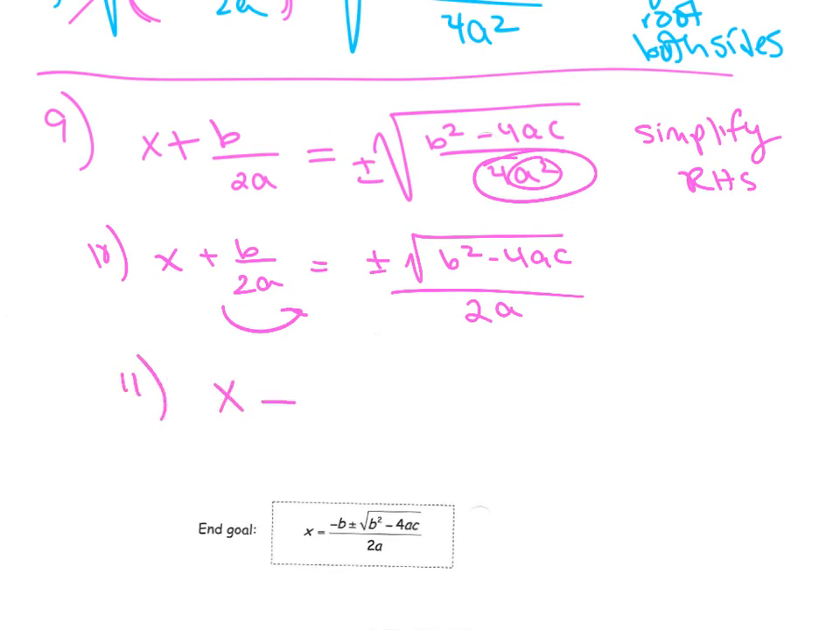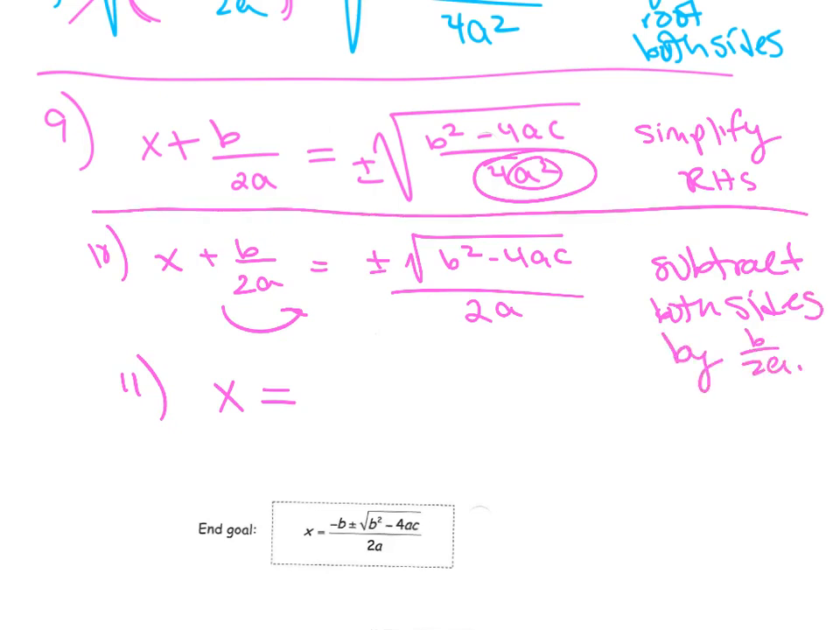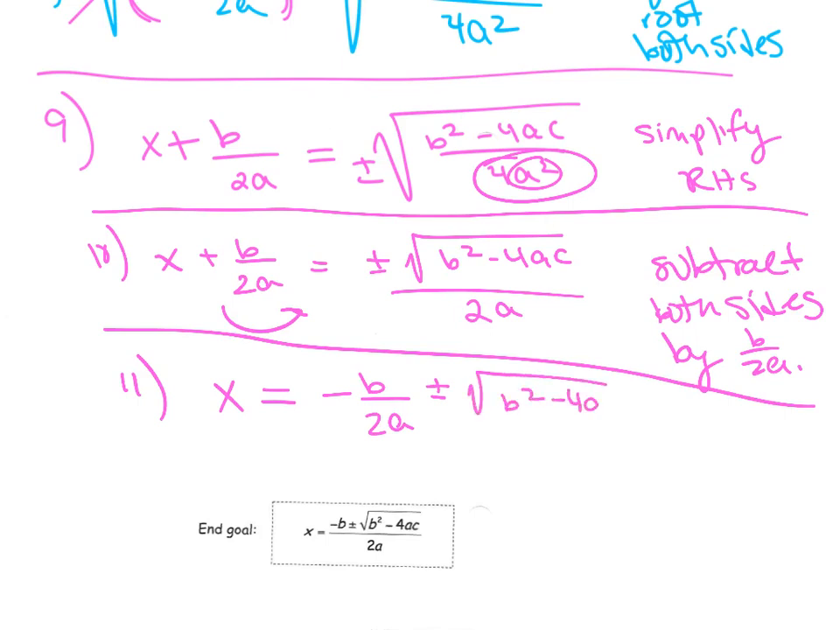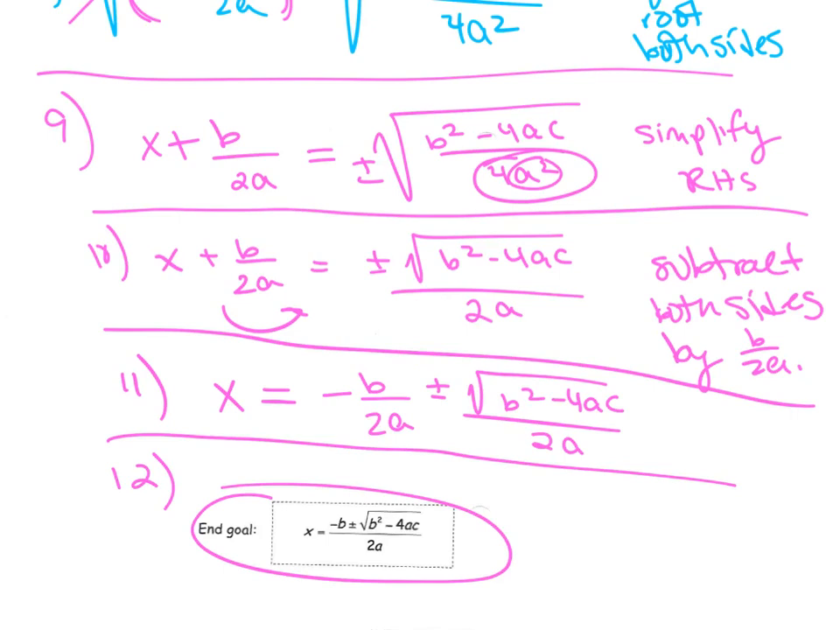So let's say we're going to subtract both sides by b over 2a. All right, so now I have x equals negative b over 2a plus or minus the square root of b squared minus 4ac all over 2a. And our last step is just simplify. Now we're left with our end goal right here. If I simplify the terms, you can combine the numerator, right? We can add our numerators together because we have the same denominator. And there we go. We got to our end goal.